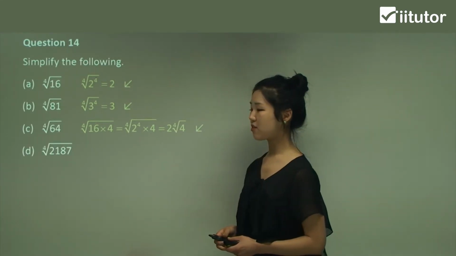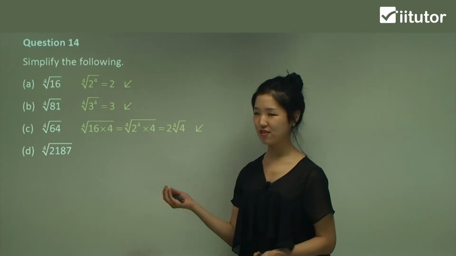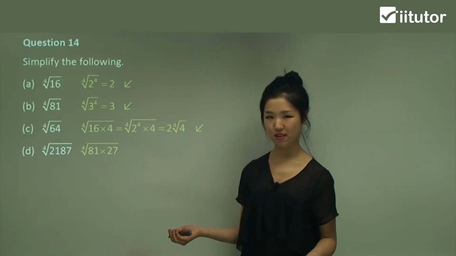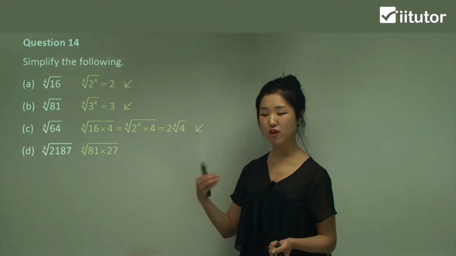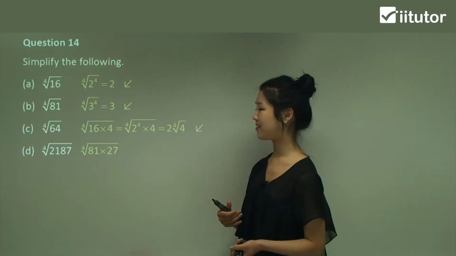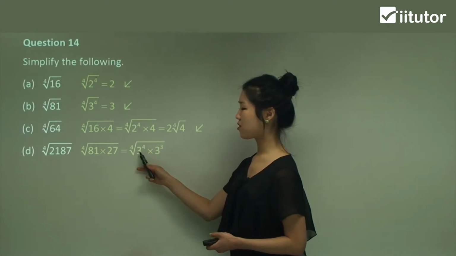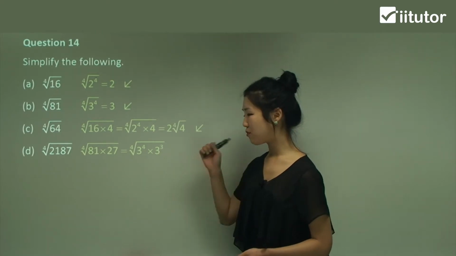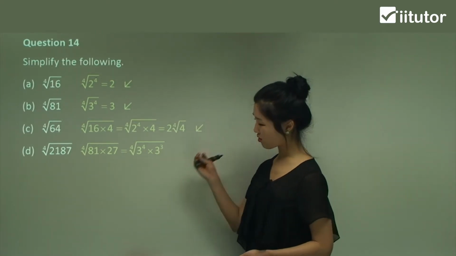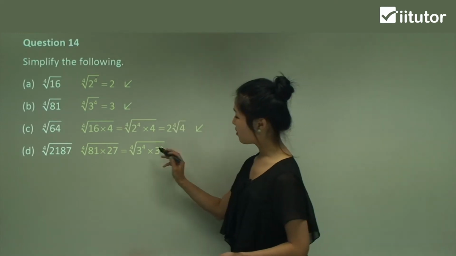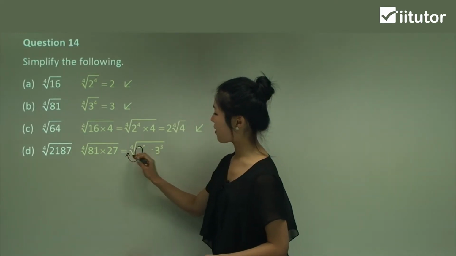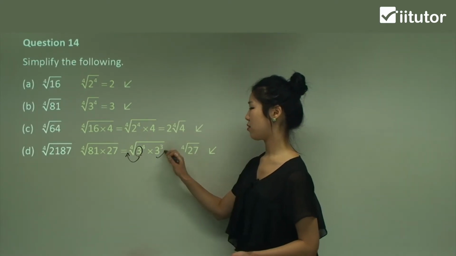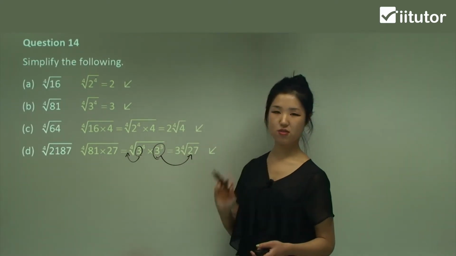And then 2,187. Again, you'll have to spend some time doing some trial and error, but that one is 81 times 27. Do a bit of trial and error. You can take multiple steps if you need to, guys. Now I know that 81 is 3 to the power of 4, and 27 is 3 to the power of 3. Now we need powers of 4 in order to take it out of the root, right? So only the 3 can go outside the root. So it's going to be 3 and then 4th root of 27. 3 cubed is 27, which goes inside the root.